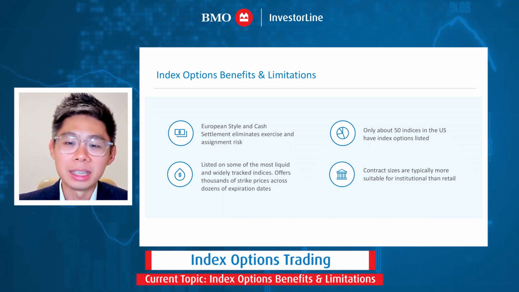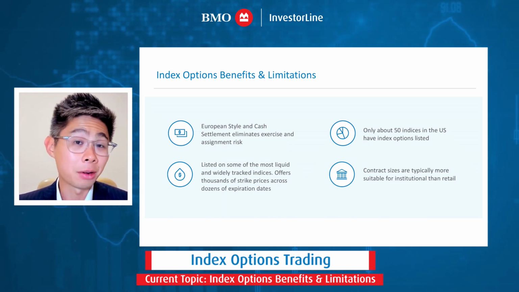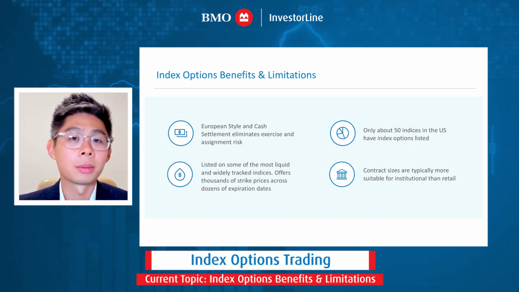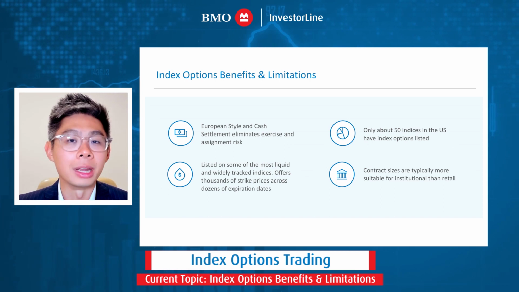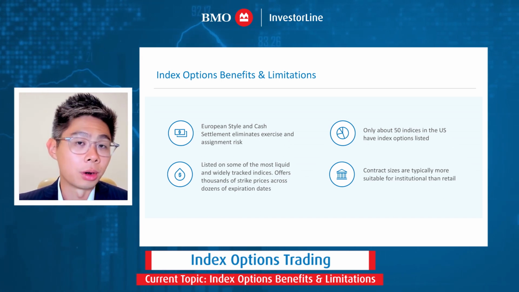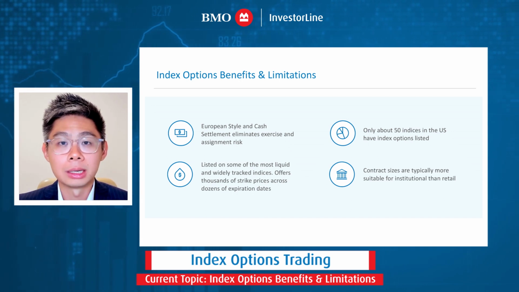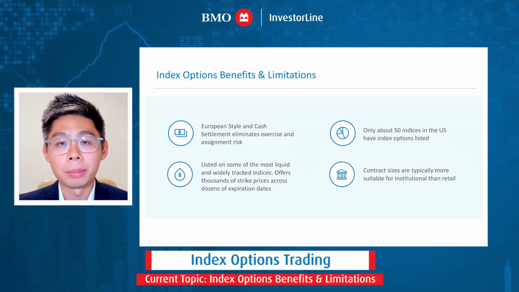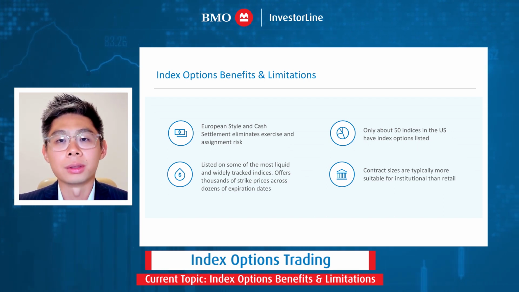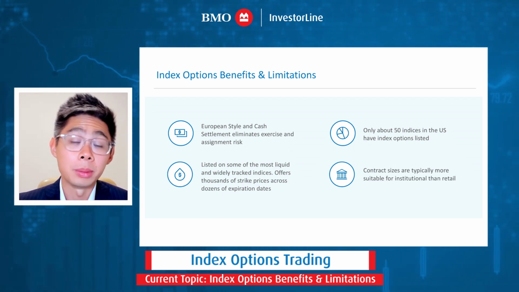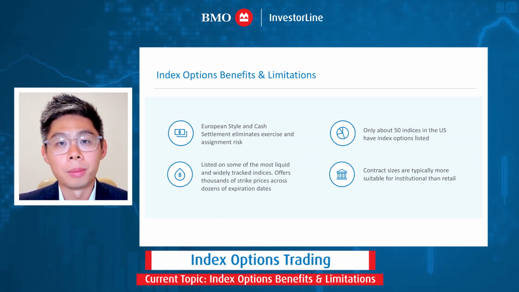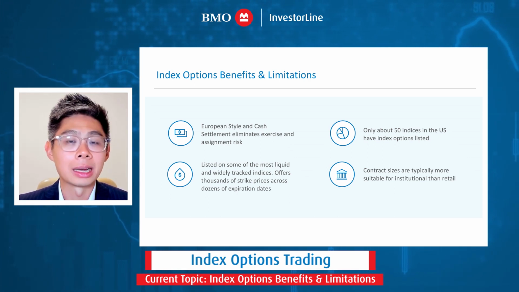There are only about 50 in the US markets. Out of roughly 6,000 optionable securities, we're talking about less than 1% of them are index options. So that is something to consider, that there are not many options when it comes to index options. So you really have the popular indices such as the S&P 500, the Dow, the NASDAQ, the Russell, and maybe the VIX is really the extent of the major indices that you can trade index options on.